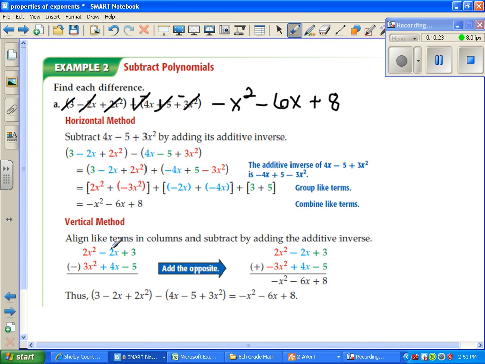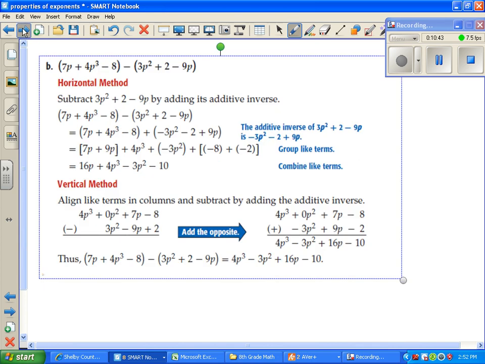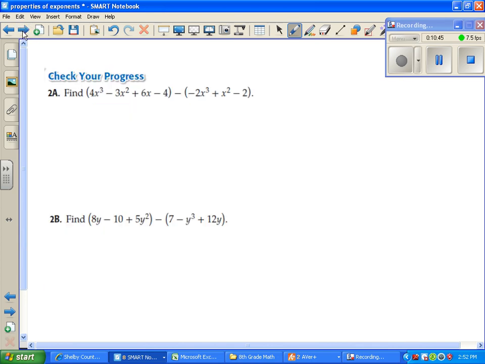Now, if you'd rather do the vertical method, just remember that you have to add its opposite and you change all the signs. Kind of like we did when we solved a system by the elimination method. You might multiply everything by a negative and you had to go through and change the sign. So if you want to do it that way, there's not a problem with that. Any questions?